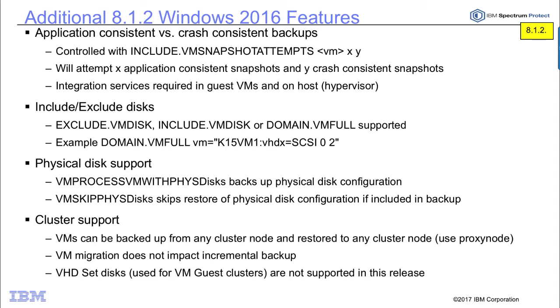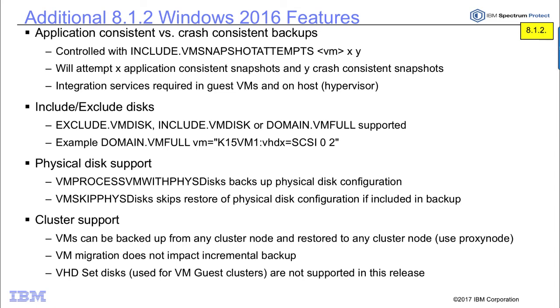And then finally, as in the previous version, we do expect that most people will implement Hyper-V in a cluster. So you can back up the virtual machines in a Hyper-V cluster from any node in the cluster and restore them to any node. And with RCT, the VM migration will not impact the incremental backup chain. There is one restriction in the current version, version 8.1.2, which is that VHD set disks, which are used with guest clusters, are not supported. So those VHD set disks are not supported for guests, but clusters certainly are supported for your Hyper-V infrastructure.